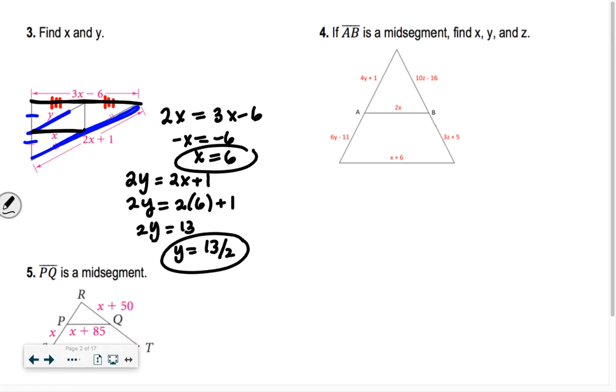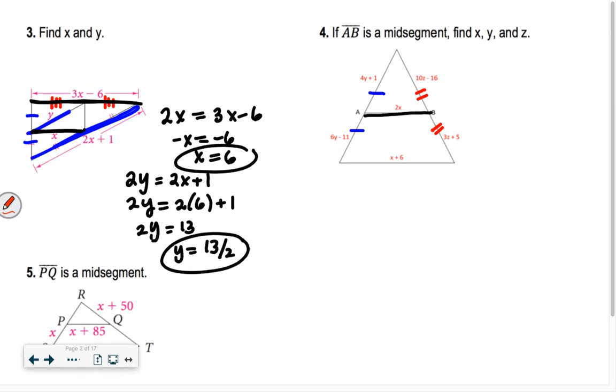All right, so number 4. Let's try this one. It says AB is a midsegment. Find x, y, and z. So now we're telling you that AB is a midsegment, and we know the definition of a midsegment. A midsegment is the segment that joins the midpoint of two sides. So based on that, I can draw those two markings in, and I can draw these two markings in.